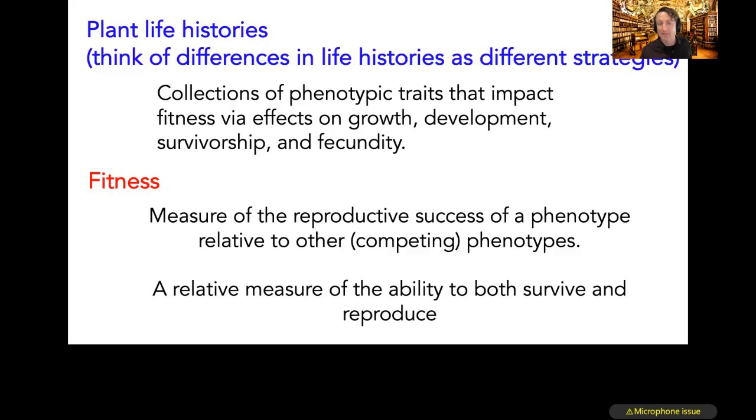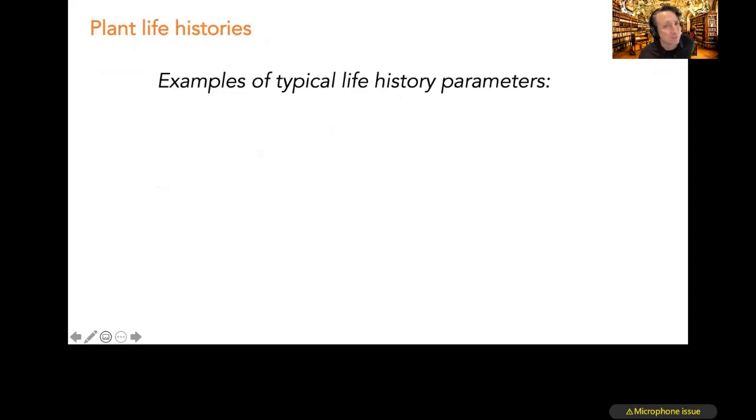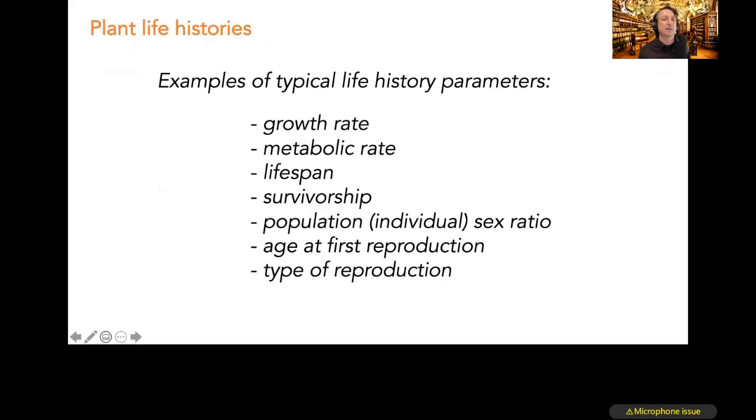So this is quite important because I'm going to ask you to wrap up everything in terms of plant life histories and fitness. All right, so let's think about plant life histories. What are some examples of typical plant life histories? Variation in growth rate, variation in metabolic rate, variation in how long you live. Some plants live a short lifespan, some live a very long lifespan. Differences in survivorship, your probability of death. Differences in, say, the sex ratio of a population, how many boys and girls and so on. Differences in the age of first reproduction and the type of reproduction. What type of reproduction is actually occurring?